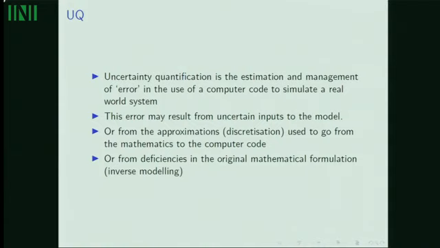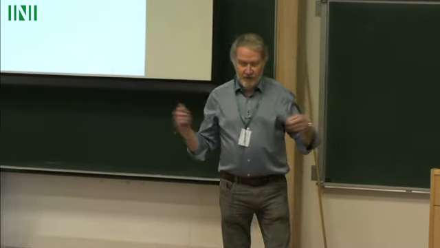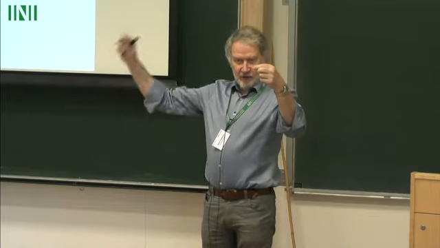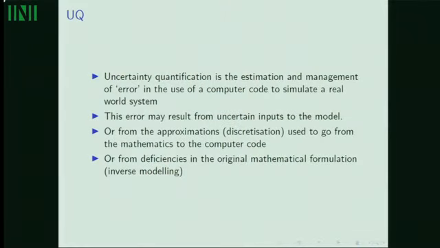So that's my definition. Apologies to probably everyone else on the program who has a different definition. Uncertainty quantification is the estimation and management of error, and I've put that in quotes because we might discuss what we mean by error, in the use of a computer code to simulate a real-world system. So we might want to model the flow of water, carrying some pollutants, underground to some well, and we use a computer model to actually simulate that.